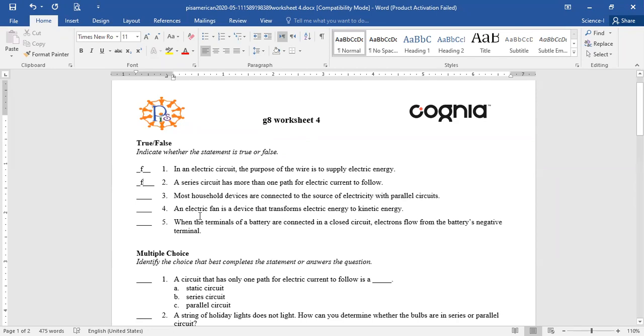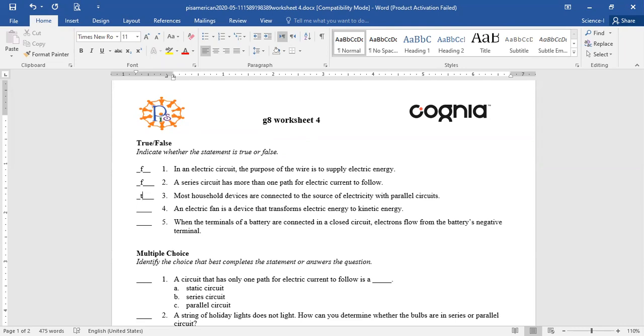Question number 3: most household devices are connected to the source of electricity with parallel circuits. Is it true or false? True, of course. As we said, all the different loads and electric sockets inside your home are connected together in parallel, because in parallel connection we have different paths for electrons. So if one is cut, damaged or unscrewed, the others keep working. They don't turn off.